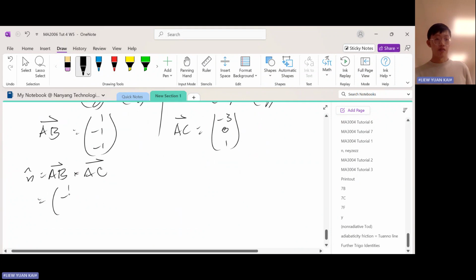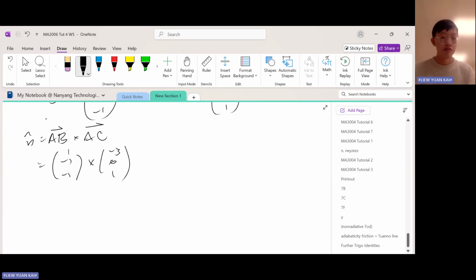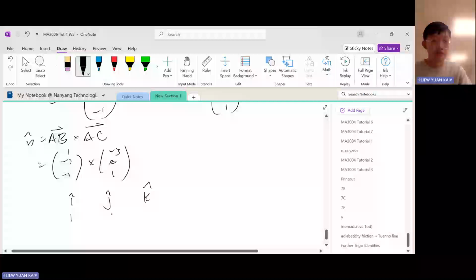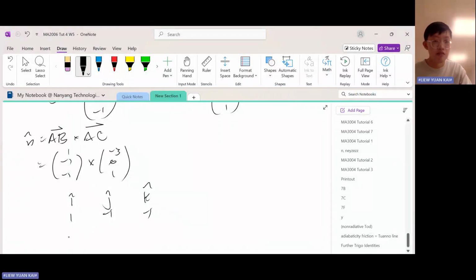So 1, -1, -1, cross -3, 0, 1. Remember, to find the cross product of two vectors, we need to find the determinant of this structure: i, j, k. In the first row, we have the components of AB, 1, -1, -1. Then in the second row, we have the components of AC. Okay, do the crisscross method, copy the first two columns.